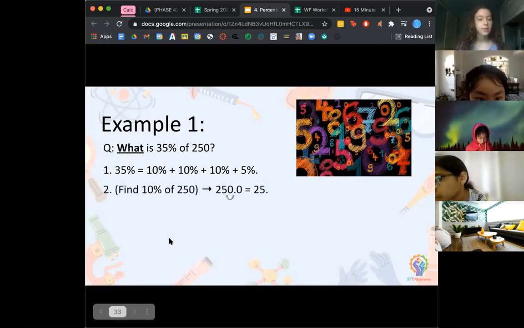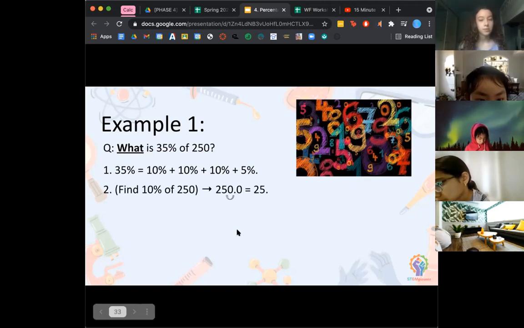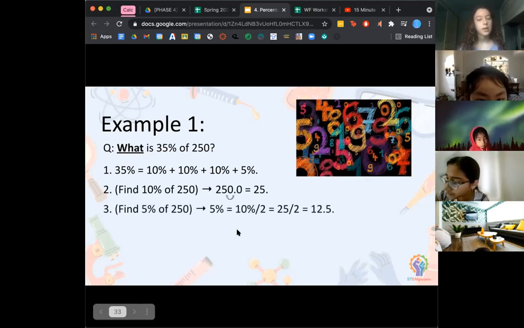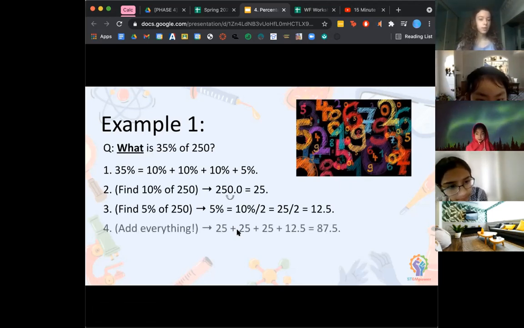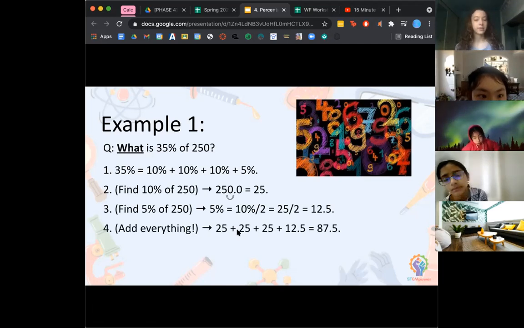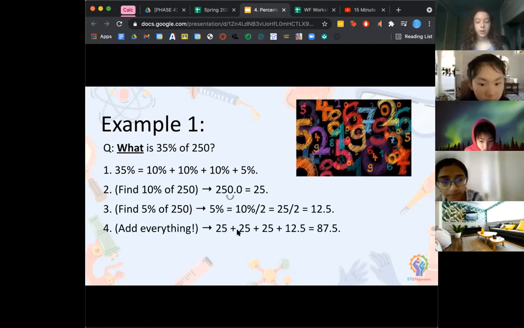And then you're going to find 10% of 250. So to find 10% of something, you just move the decimal point over 1. So you get 25. And then you're going to find 5% of 250. So 5% is half of 10%. So you can just take 10% and divide by 2, and you get 12.5. And then you're going to add them all together. So you have 3 10%s, so 25 plus 25 plus 25 is 75. And then 1 5%, 12.5, you get 87.5. 87.5 is 35% of 250.